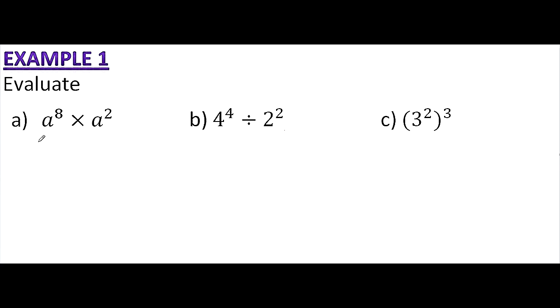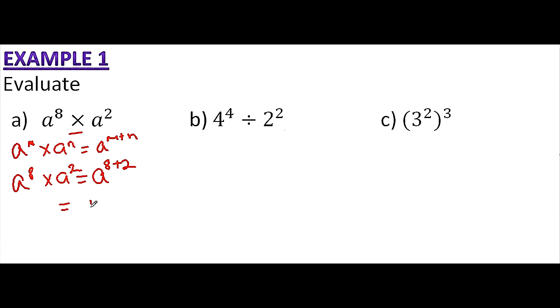Now that we have learned the rules of indices, I'm going to do 2 examples, but later on we will do more, just to demonstrate how we use the 3 rules of indices. We are told to evaluate a to power 8 multiplied by a to power 2. Because it involves multiplication, we apply the first rule of indices. This rule says that a to power m multiplied by a to power n is equal to a to power m plus n. Since they have a common base, this can be written as a to power 8 plus 2, which gives us a to power 10.